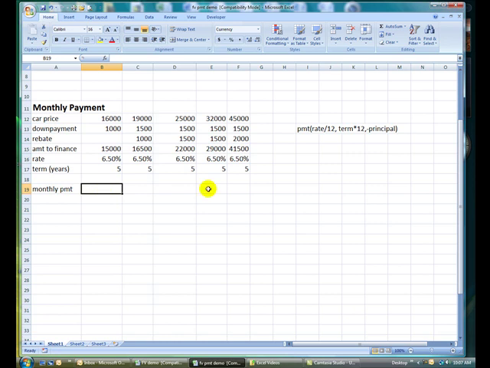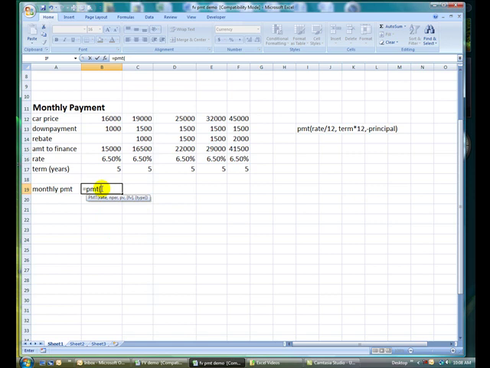So in B19, I'm going to hit the equal sign, type in PMT, parenthesis, and notice the information box underneath. You can see the syntax: the first argument has to do with rate, the second argument is NPER, which is number of periods or time, the term. The third argument is the present value or the principal. There are 2 other arguments that are in brackets, and we don't have to worry about those 2 arguments. They're optional.